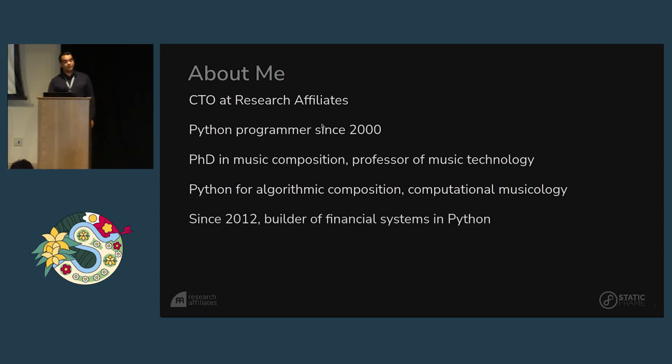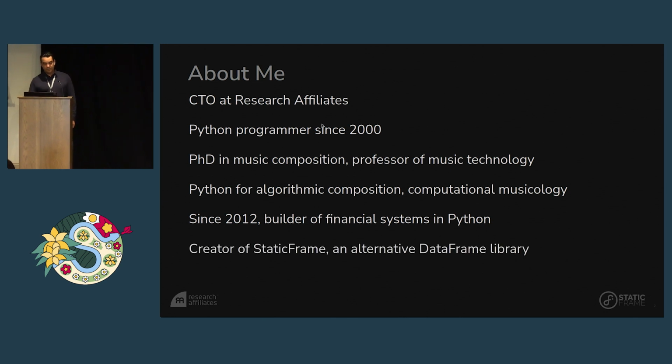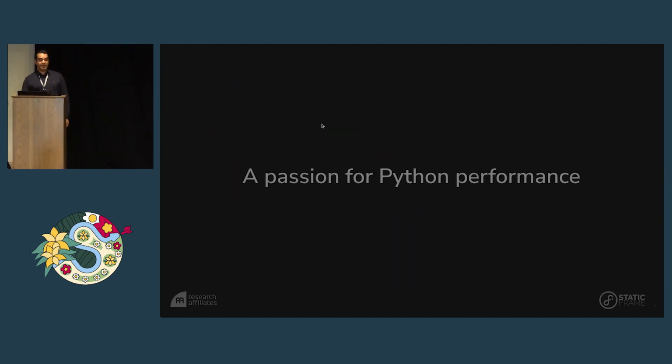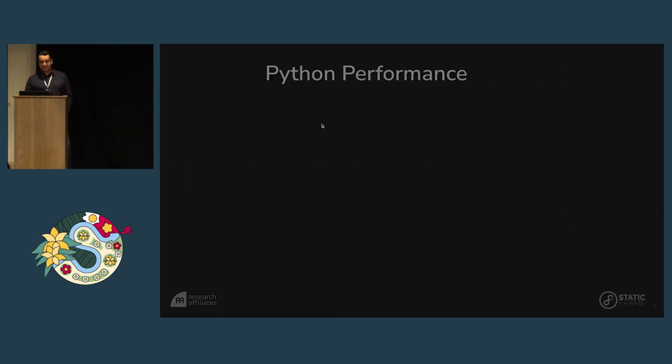Since 2012, I've been building financial systems in Python, and that led me to create StaticFrame, an alternative data frame library built on an immutable data model. So that work in StaticFrame really gave me a long-standing passion for exploring performance in Python programs, from doing extensive profiling and optimizing Python code to writing my own C extensions to replace elements of Python code, to actually considering if I can make some NumPy things go faster, which led to this talk.